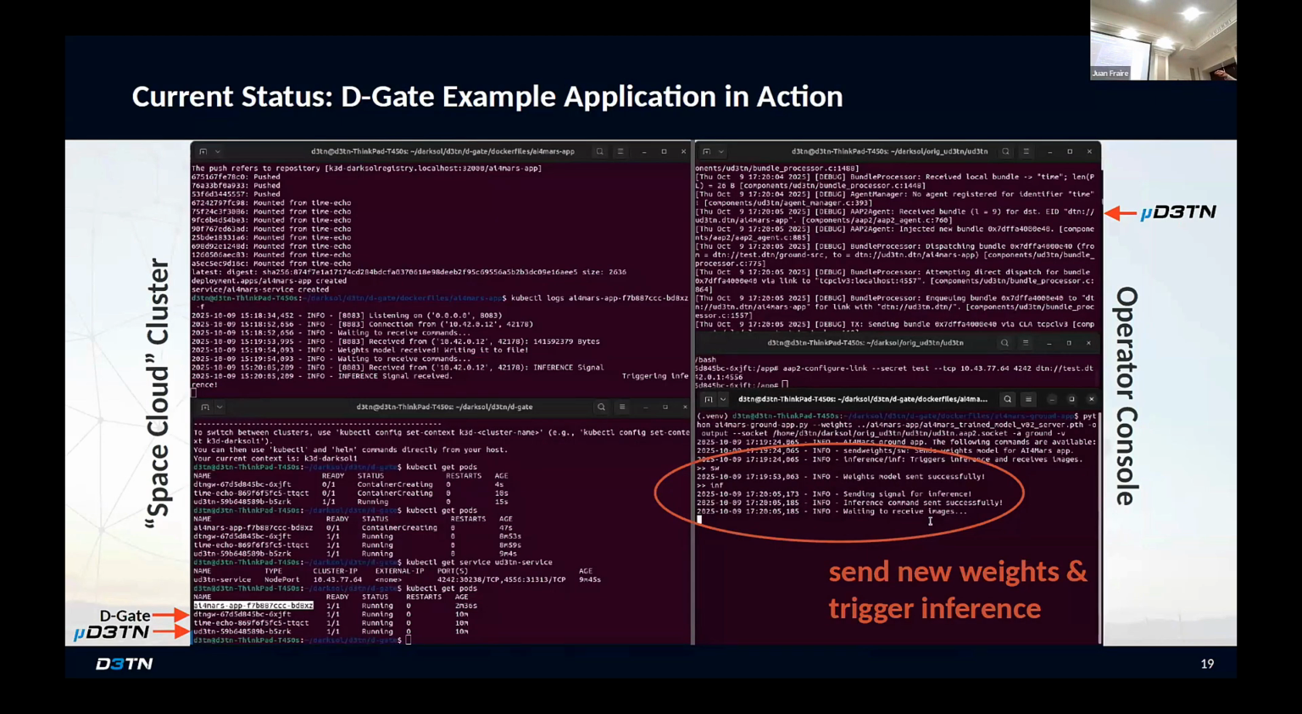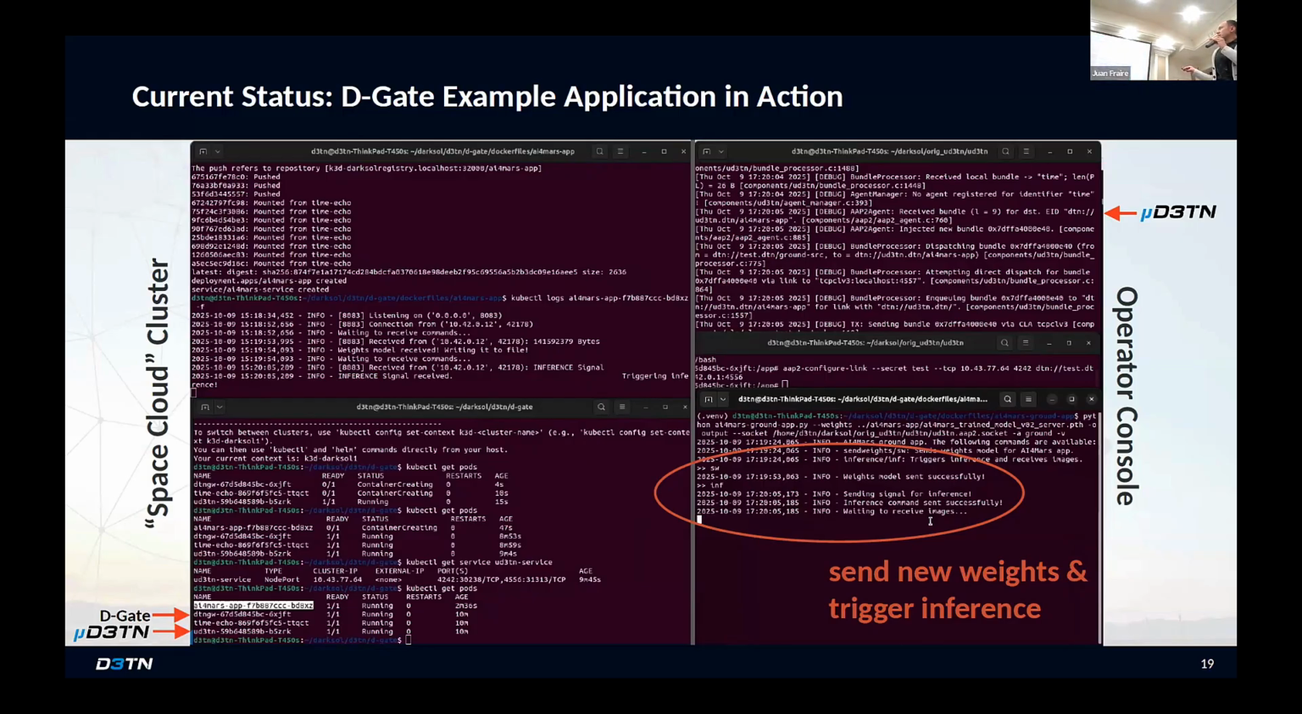On the left-hand side, I know the text is very small, but it doesn't matter. On the left-hand side, we have 2 console windows that are connected to our space cloud cluster. We have here the output of kubectl showing that we have an instance of our gateway running. We have an instance of a bundle protocol agent running. And on the right-hand side, we have our operator console, where we also have a bundle protocol agent, some configuration console window, and then this is like the interface to our test setup.